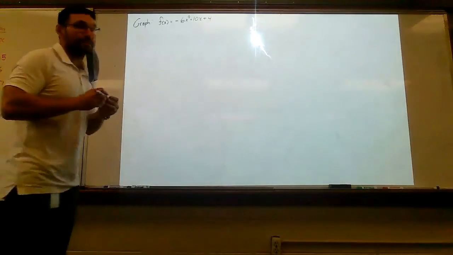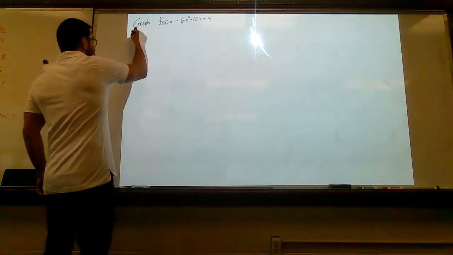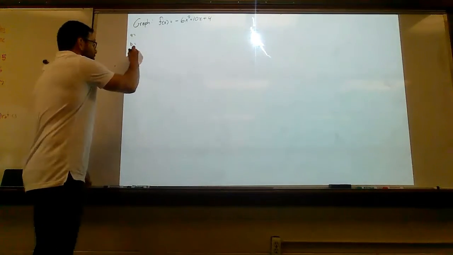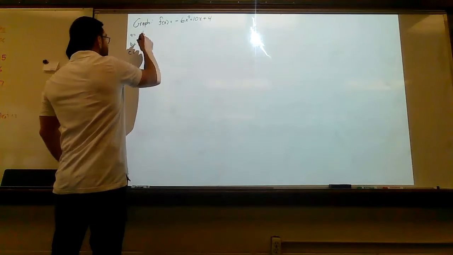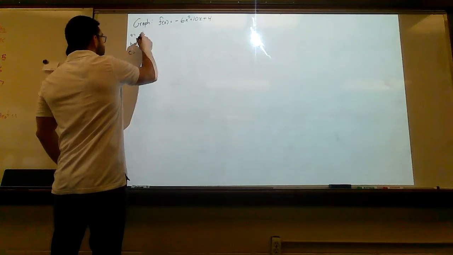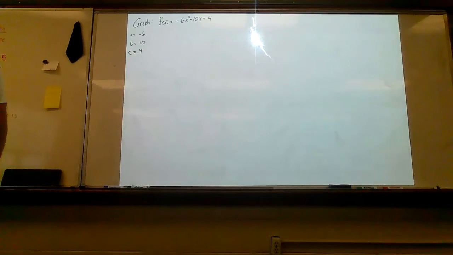So let's go with our quadratic formula then, since most of us did that. We're going to come down. We're going to say A equals, B equals, C equals. From here, I've got -6, I've got 10, and I've got 4. Everybody with me there? Okay.